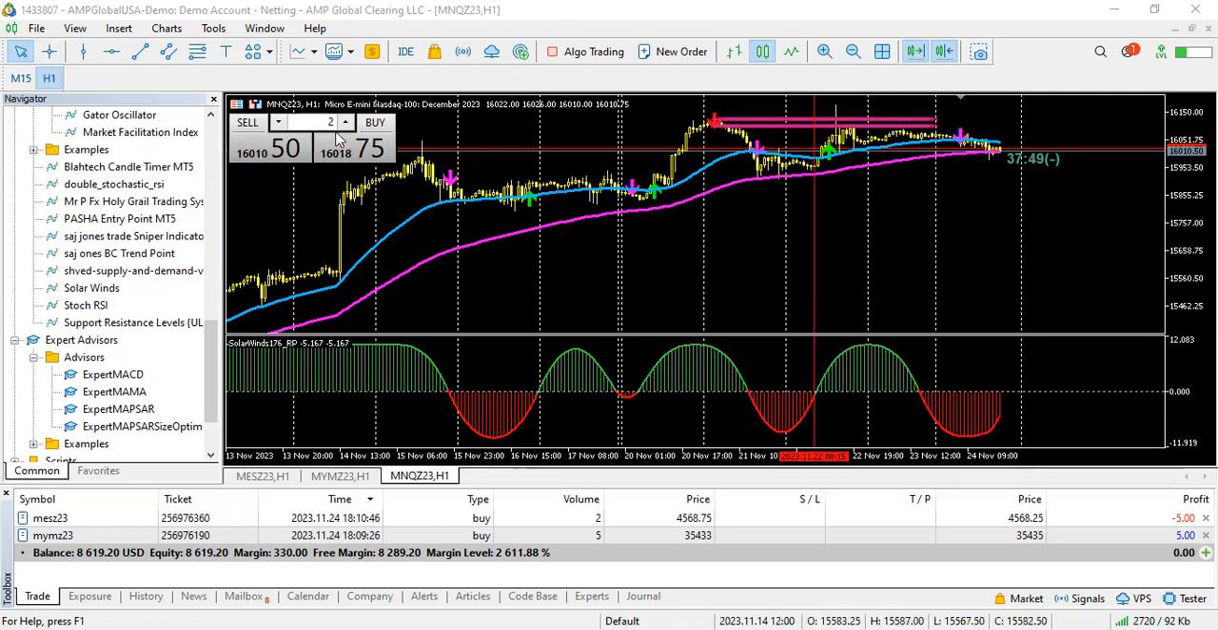Contracts move completely different, but I'm going to explain that in the next video, explaining the difference between Forex and futures. So you'll see that in the next video.